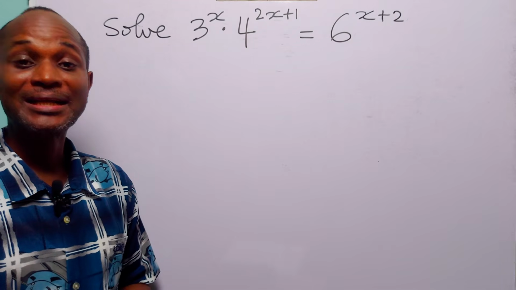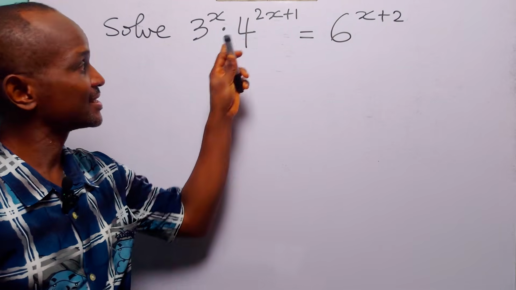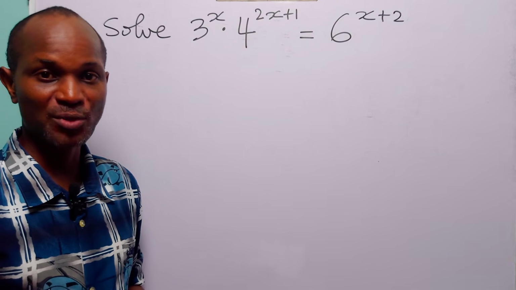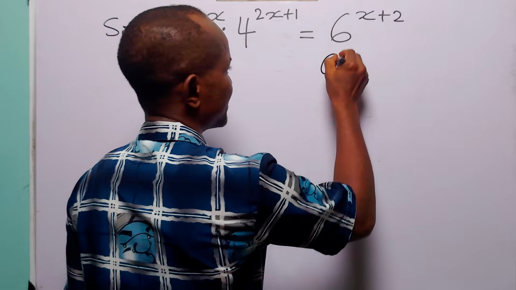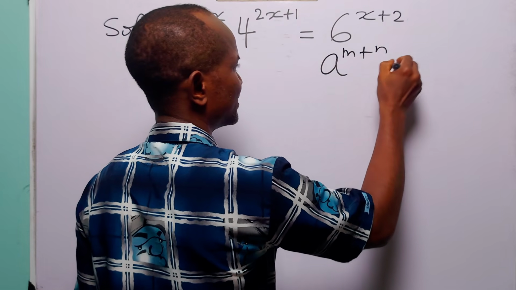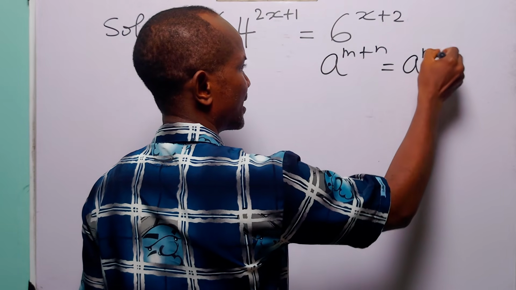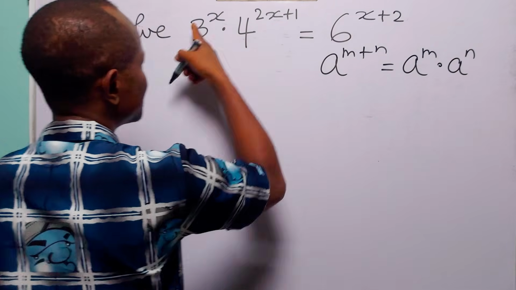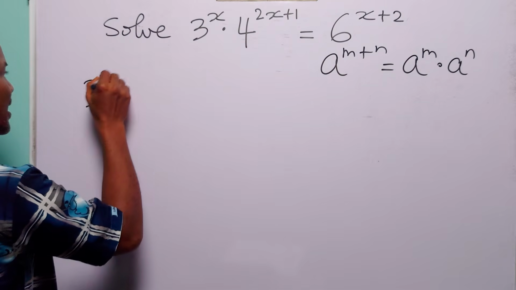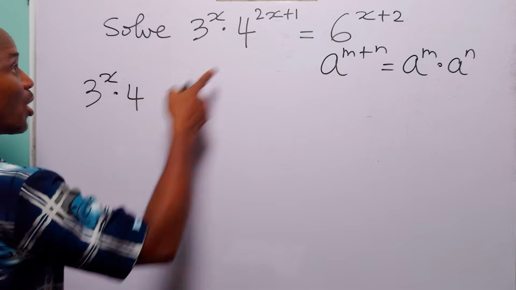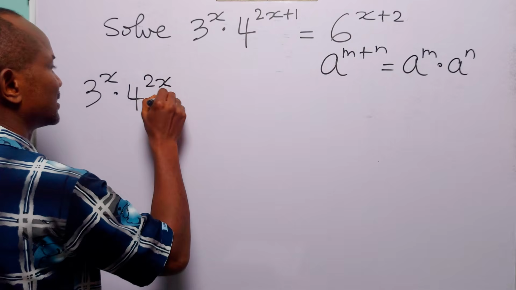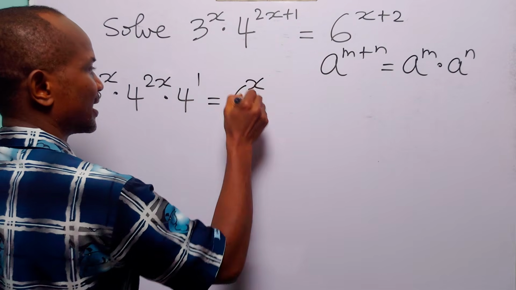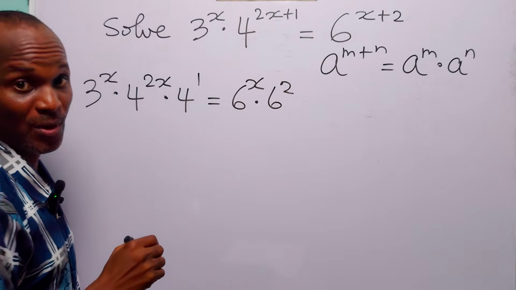Hello and welcome. There are several ways of finding the value of x in this exponential equation. One way is to start by applying the laws of exponents. Now, you know that a to the power m plus n is equal to a to the power m times a to the power n. That means that we can write this equation as 3 to the power x times 4 to the power 2x times 4 to the power 1 is equal to 6 to the power x times 6 squared.